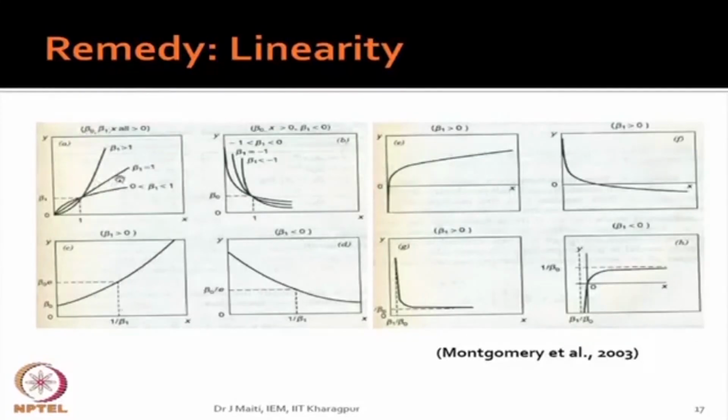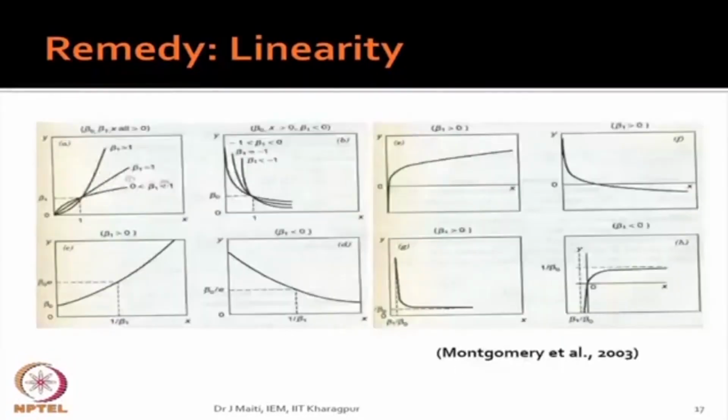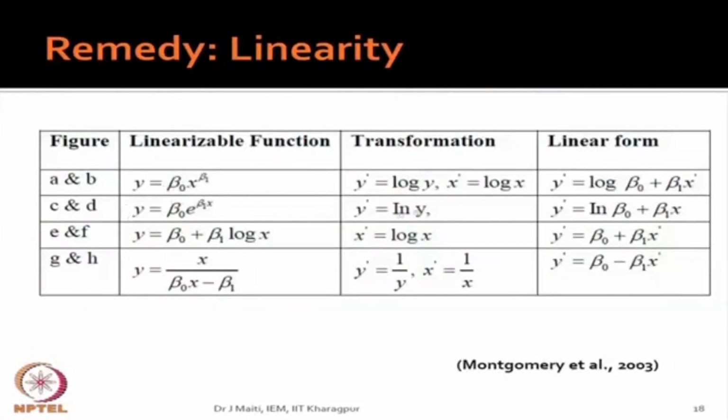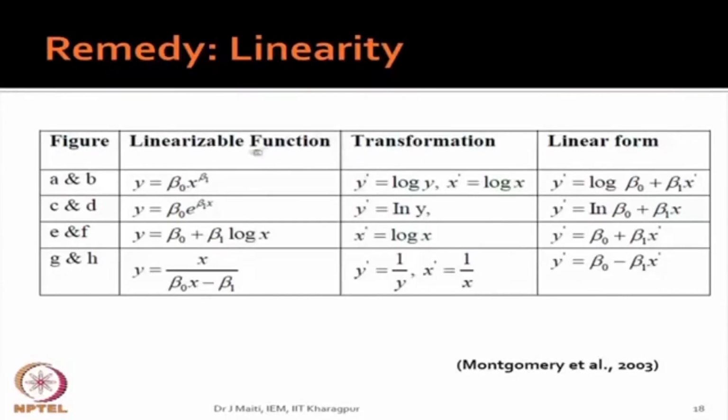Suppose the relationship is like the first one, then for A and B the transformation is y dash equal to log y, x dash equal to log x. This is very useful, because you can always develop this scatter plot. Once you know this, for figures A and B the linearizable function is y equal to beta 0 x to the power beta 1. Now, if you take the log of this equation, then log y equals log beta 0 plus beta 1 log x, so you will be getting a linear form.